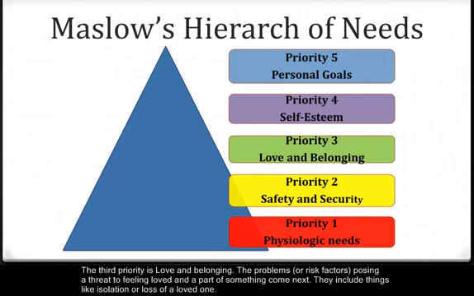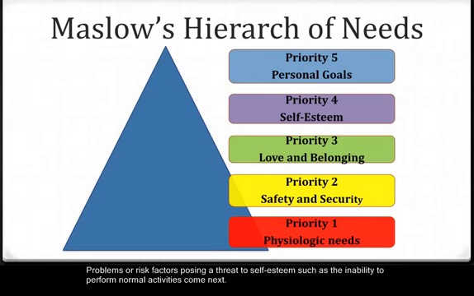The third priority is love and belonging. These problems or risk factors posing a threat to feeling loved and a part of something come next. They include things like isolation or loss of a loved one. Problems or risk factors posing a threat to self-esteem, such as the inability to perform normal activities, comes next. Finally, problems or risk factors posing a threat to the ability to achieve personal goals are addressed.